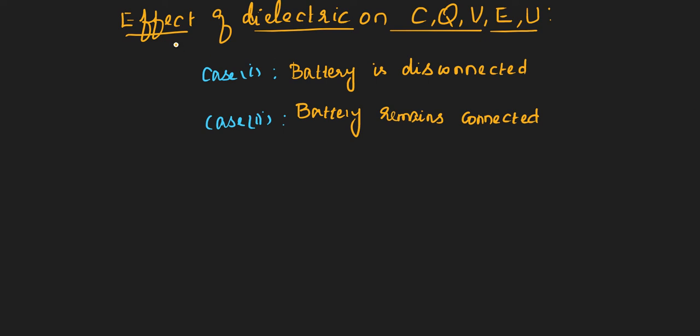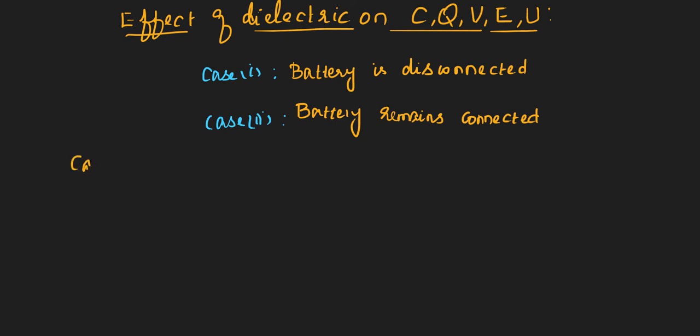In this video, let's see the effect of dielectric on capacitance, charge, electric potential, electric field, and the electrostatic energy stored in the capacitor. There are two cases. Case 1, battery is disconnected from the capacitor and then dielectric is inserted. And in case 2, battery remains connected and the dielectric is inserted between the plates. In this video, we'll see the case 1.